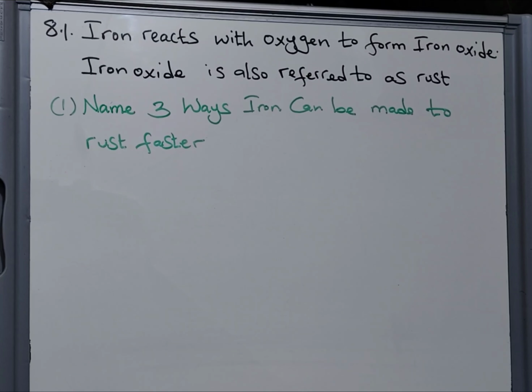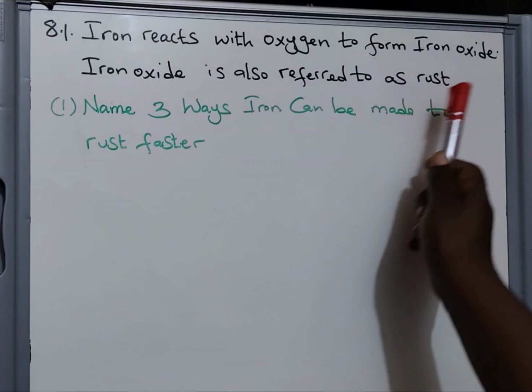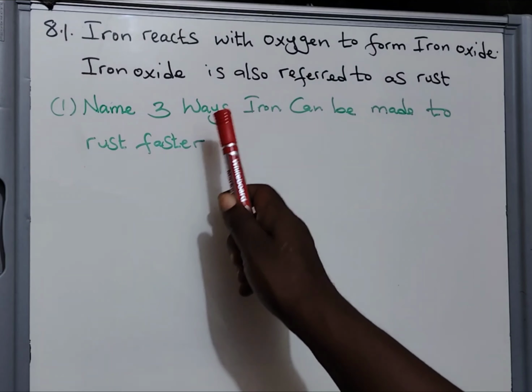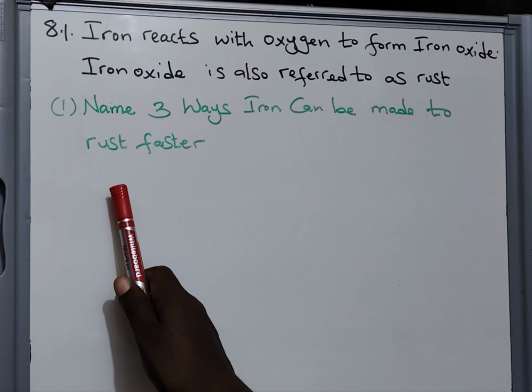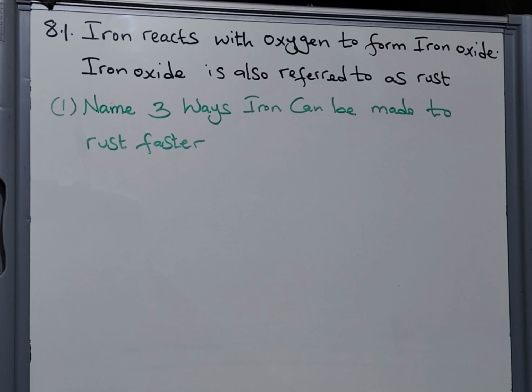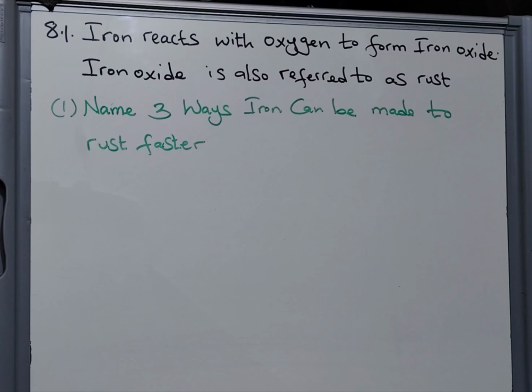Yeah, then comes this question, still a grade 9 natural science question. It says that iron reacts with oxygen to form iron oxide. Iron oxide is also referred to as rust. And here we say, name 3 ways iron can be made to rust faster. So what are ways in which rusting of iron can be easily facilitated?